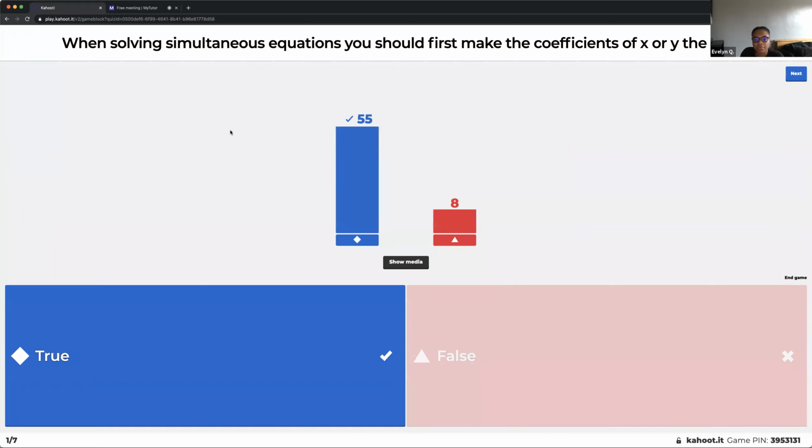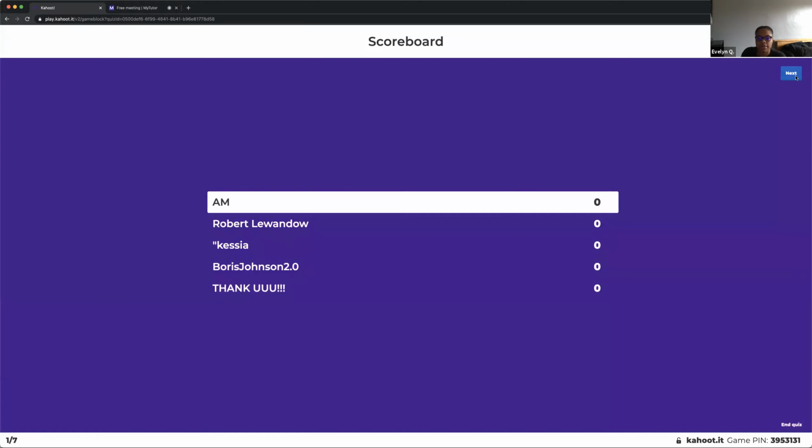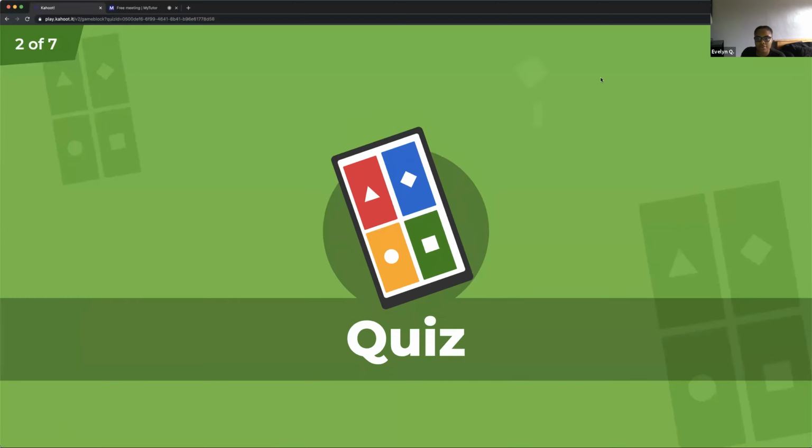Right, brilliant. It is true. So remember, when you are solving the standard simultaneous equation questions, you want to make sure either the coefficients of your x or y are the same, so you can either add or subtract. Brilliant. Well done for the top 5.